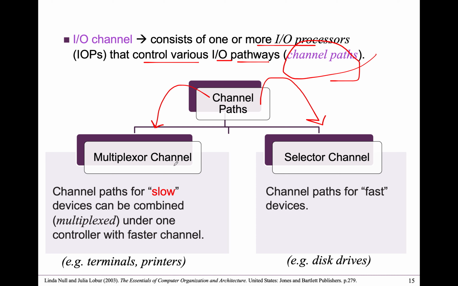Our multiplexer channel paths for slow devices can be combined under one controller with a faster channel. Examples are terminals and printers. But selector channel paths are for fast devices only. So if you have several devices connected to your computer, for the selector channel path you're going to pick the fastest.